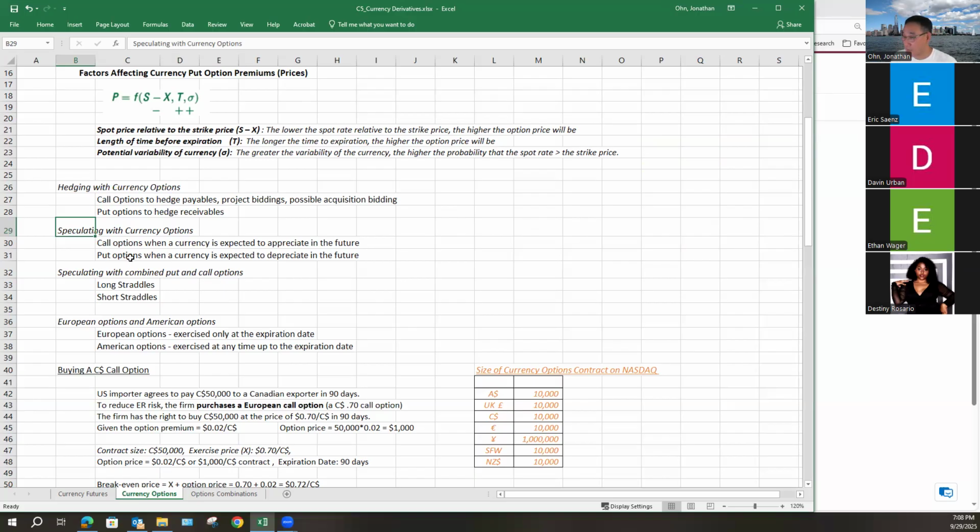Put option is the opposite. If you expect the currency will depreciate in the future, then you get the put option. That means the right to sell the currency at the specified exercise price. Okay, I'll show you what that means graphically later on.